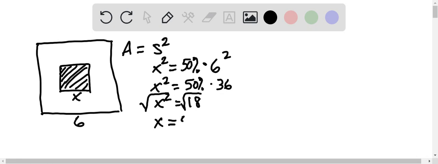It gives you a nice long decimal, because if it doesn't come out even, it's always a nice long decimal, and it keeps going on and on forever. But generally, we try to just round to the nearest tenth, unless your directions tell you otherwise. So we'll just leave it at 4.2.